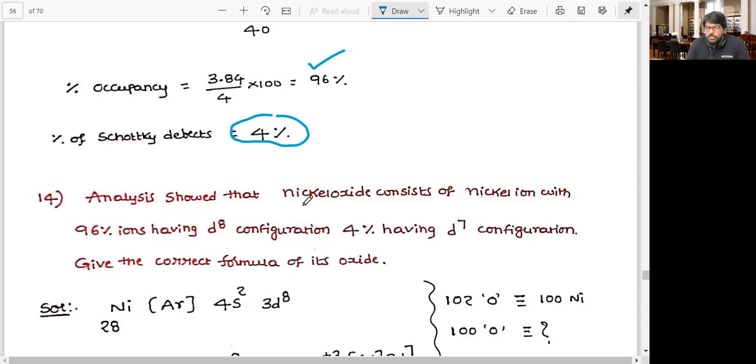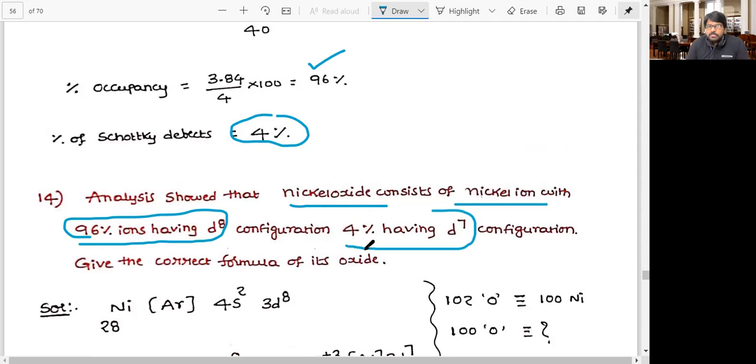Analysis showed that nickel oxide consists of nickel ions with 96% of ions in D8 configuration and 4% in D7 configuration. Give the correct formula of its oxide. See, two different nickel ions, so it must be a non-stoichiometric solid. What is the key point? Electrical neutrality. That is the only logic we have.